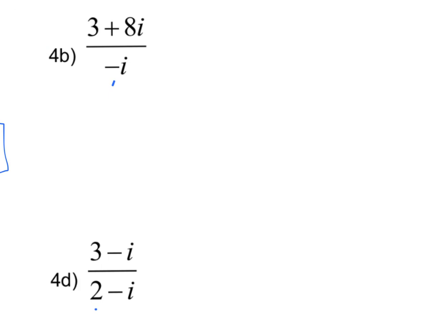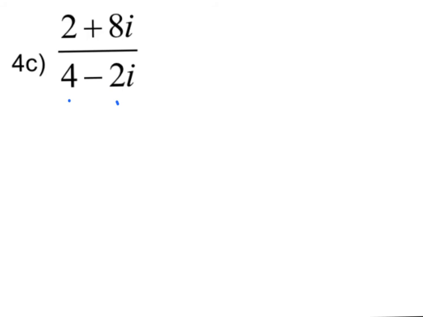Let's see if you can try 4b. Your final answer should be -8 plus 3i. So see if you can get that to work out. My hint to you is the complex conjugate of the bottom. Flip the sign in front of the i. So instead of -i, you're going to be multiplying on the bottom by i and on the top by i. So that's what you will be distributing here and here.